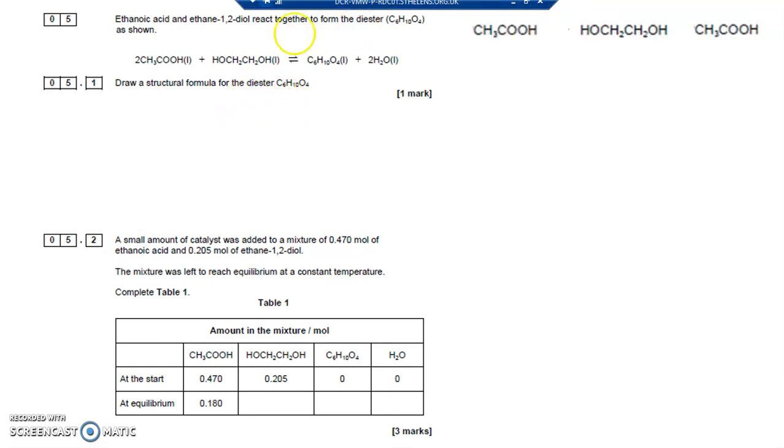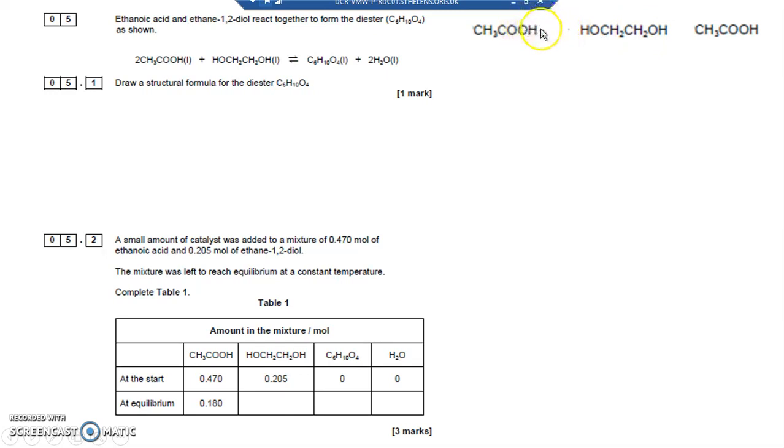We've got two lots of COOH, we've got two ethanoic acid molecules, and I've drawn one and I've drawn another at this end. You'll see why in a minute. And I've got ethane 1,2-diol. It's got an OH at either end, one on carbon number 1 and one on carbon number 2.